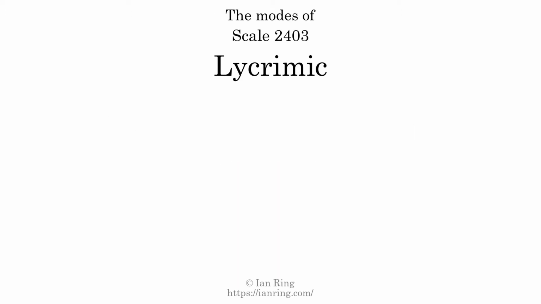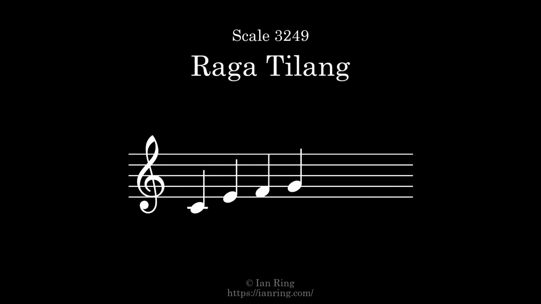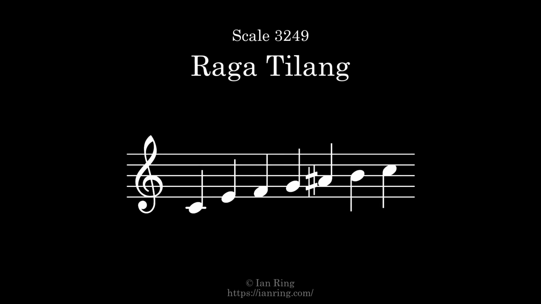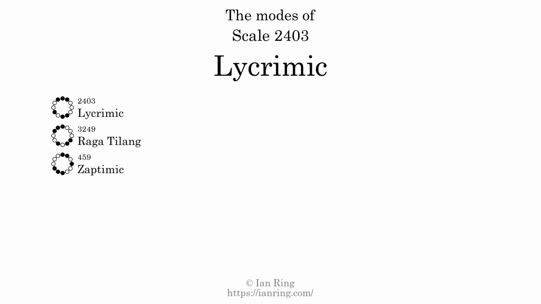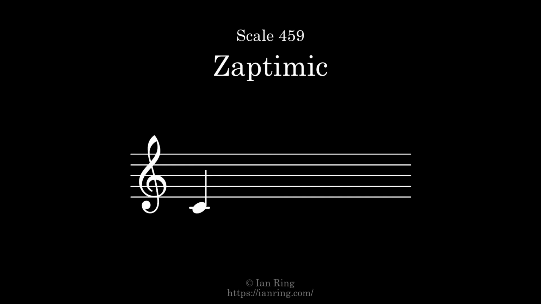This scale has 6 modes. The first mode is itself. The second mode is scale 3249, also known as Ragatilan. It sounds like this. The third mode is scale 459, also known as Zaptimic. It sounds like this.